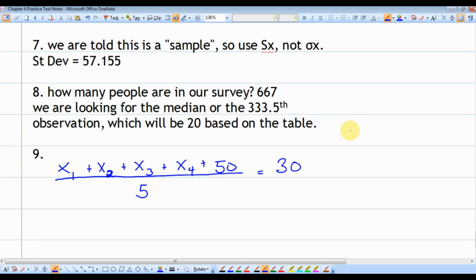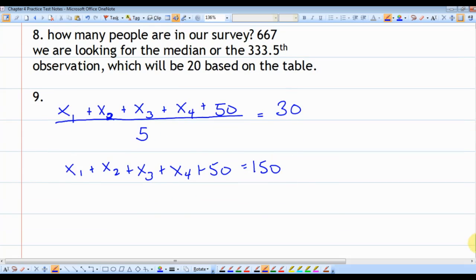Okay, we're going to move on again. Let's multiply that 5 over. Just very basic algebra. x1 plus x2 plus x3 plus x4 plus 50 is going to be equal to 150. Nothing magical, right? Good. More algebra: subtract 50 from both sides of the equal sign.